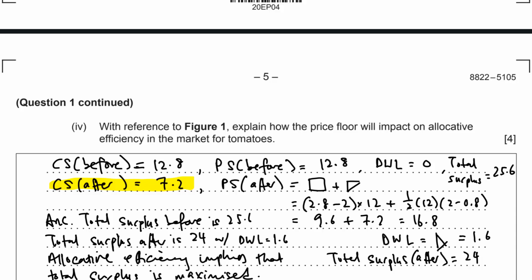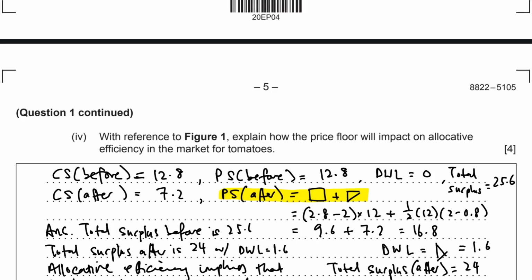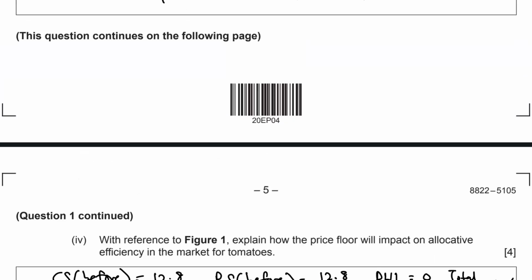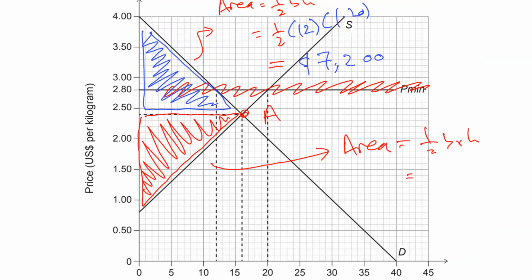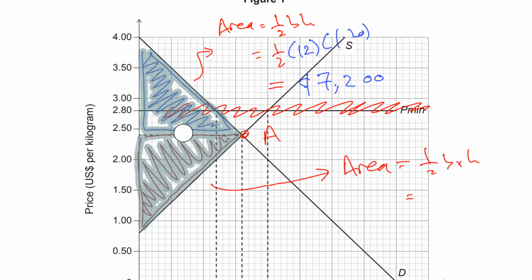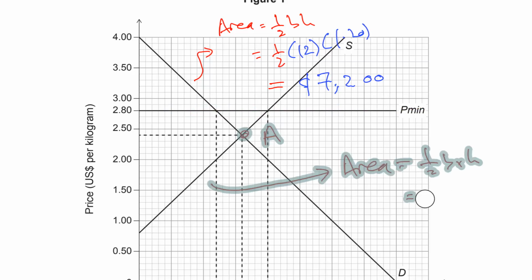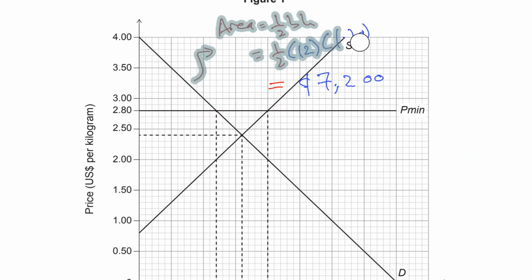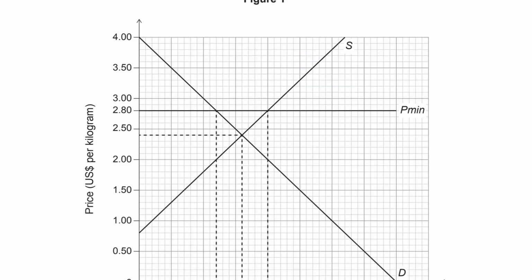Now, producer surplus, however, is going to be made up of this weird looking thing. So what is producer surplus after the price control? If you go back up to the diagram, I'm going to have to do a bit of scrubbing over here. Okay, so after the price control, this is going to be the new price, P min. It's going to be stuck at $2.80. Producer surplus is now going to take on this weird looking trapezoid shape.